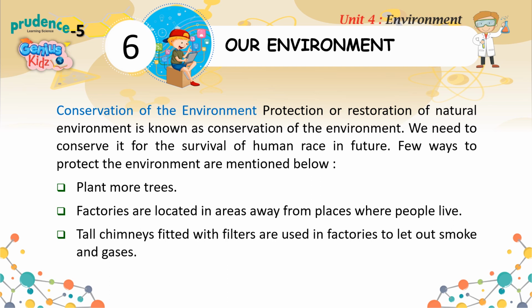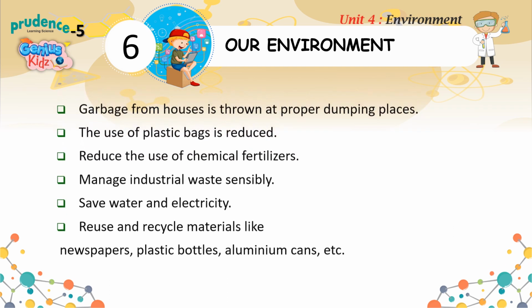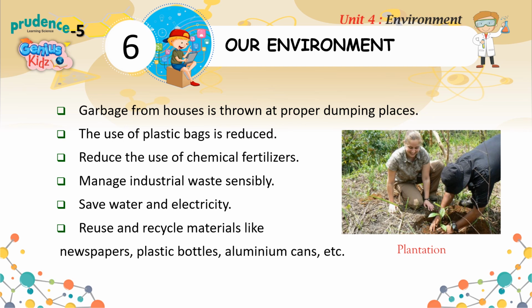Factories are located in areas away from places where people live. Tall chimneys fitted with filters are used in factories to let out smoke and gases. Garbage from houses is thrown at proper dumping places. The use of plastic bags is reduced. Reduce the use of chemical fertilizers. Manage industrial waste sensibly. Save water and electricity. Reuse and recycle materials like newspapers, plastic bottles, aluminum cans, etc.